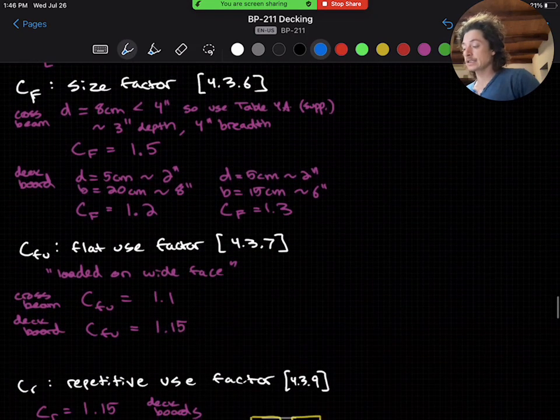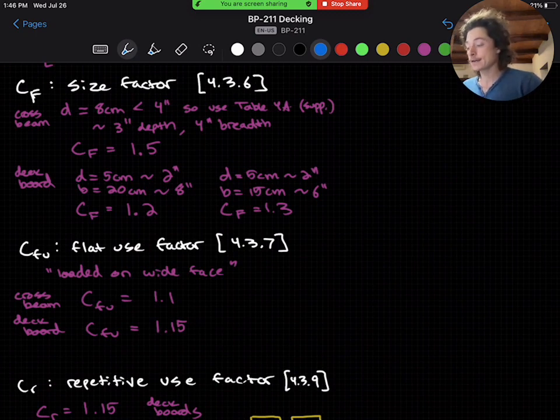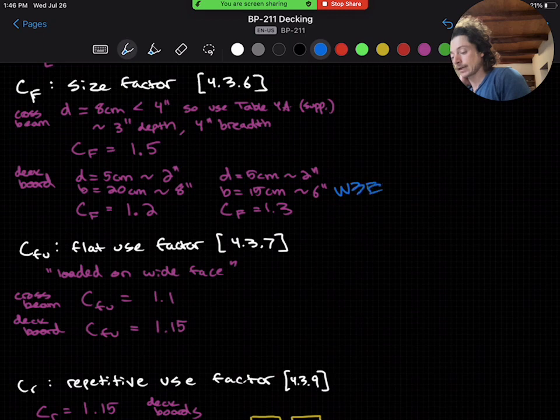Our size factor, CF, from 4.3.6 tells us to go to table 4A, and because our depth is less than 4 inches, we'll go to table 4A in the supplement. If we are using a wood crossbeam, this is different, but for the wood deck board with a 2-inch depth and 8-inch breadth, we have a size factor of 1.2. With a 2-inch depth and a 6-inch breadth, we have a size factor of 1.3 for the W3E detail. Right, and the larger board is the W3 detail.